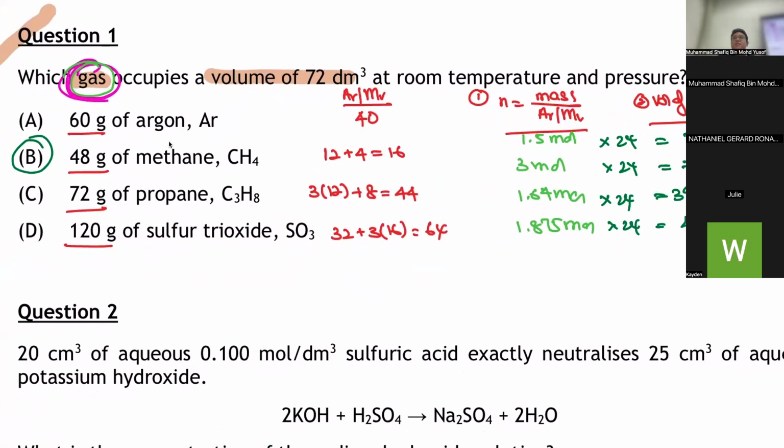Now of course, if you want, you can work backward, meaning, as Kieran was trying to say, if you use 72 dm cube and the volume formula, you will get 3 moles. Then which one is 3 moles? It is B. That's the answer, right? So you can work backward. 72 divided by 24, you get 3 moles. And therefore the only one that is 3 moles is B. But that is provided you calculated the MR carefully. That's something you all must be careful about.